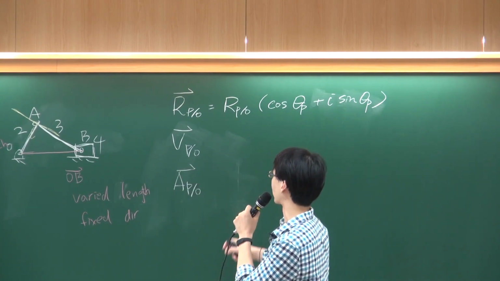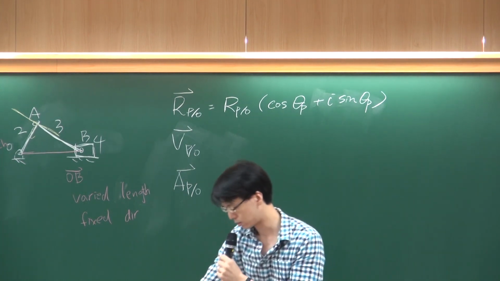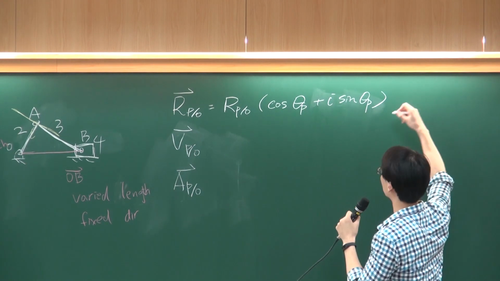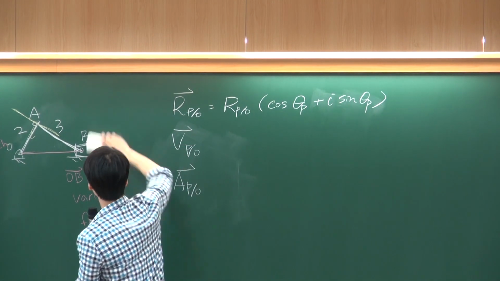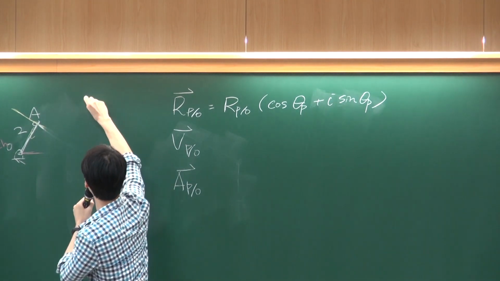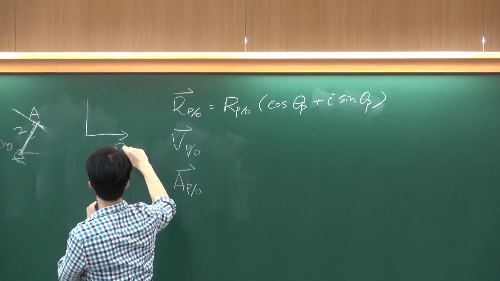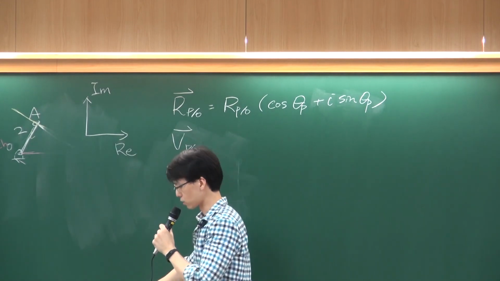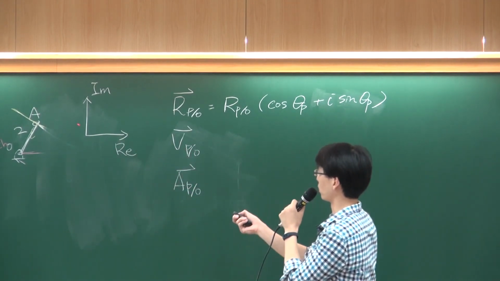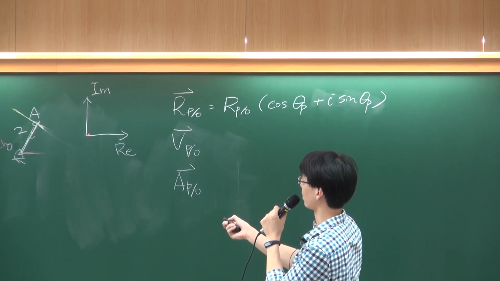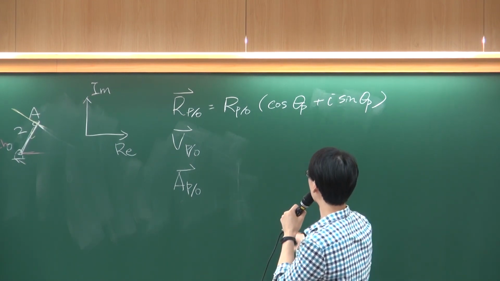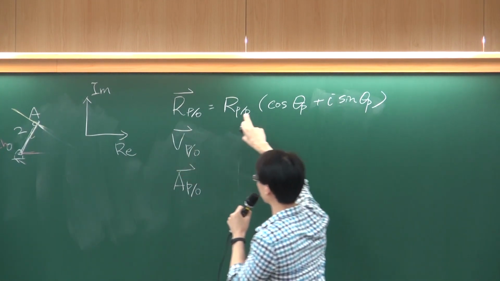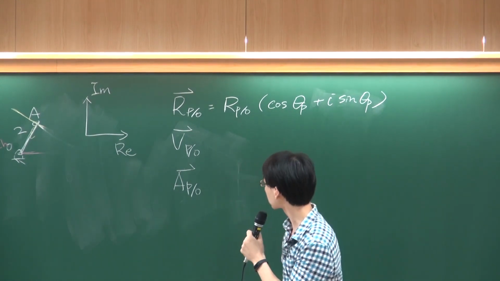For every vector, I can represent it in this way. I use an imaginary coordinate. So I represent the x-axis as a real coordinate, and the y-axis as the imaginary. You can use any other way, but here I would just like to use this coordinate to represent this vector.